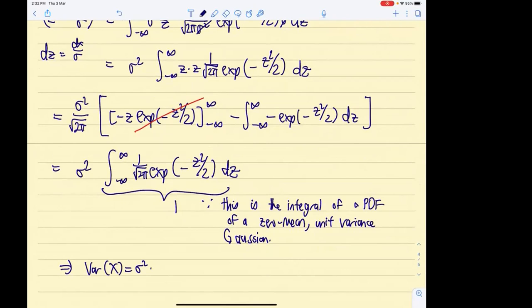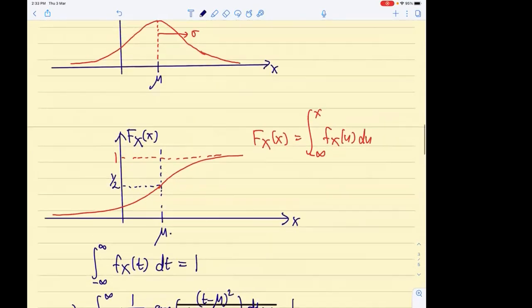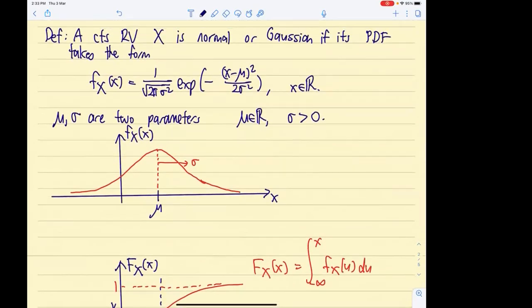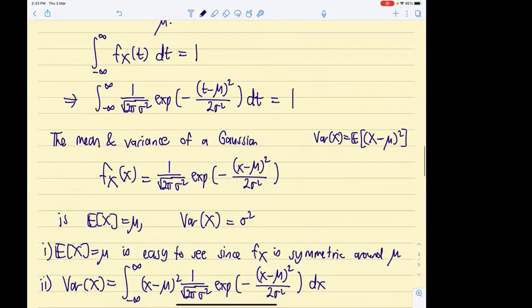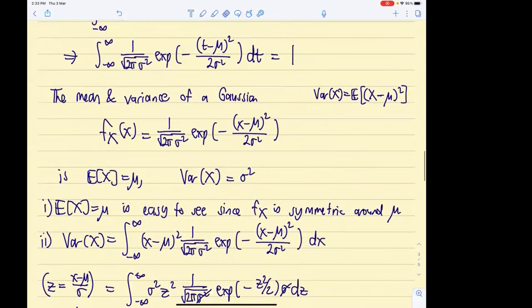The point is that if you have a Gaussian PDF that looks like this, then its mean is mu and the variance is sigma squared. The standard deviation is sigma. So the mean and variance of a Gaussian are this and this respectively. And the standard deviation of x is equal to sigma. It's basically the square root of the variance.